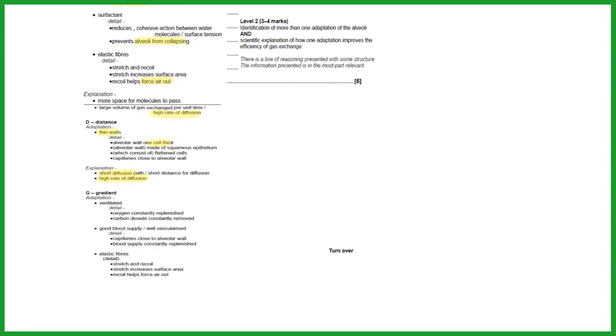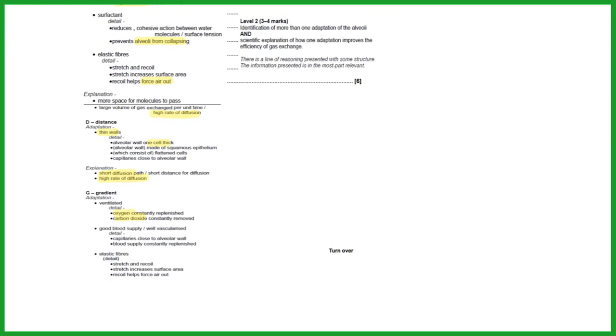They then go on to talk about maintenance of the diffusion gradient, the fact that the alveoli, because it's ventilated, means you constantly replace the oxygen, constantly remove the carbon dioxide, that you've got a well vascularized tissue, that there are lots of blood vessels, that those blood vessels are close to the alveolar wall, therefore you're constantly replacing the blood, which means that you have a constant diffusion gradient from the alveoli into the blood for the oxygen, and for the carbon dioxide to diffuse out of the blood and into the alveoli.